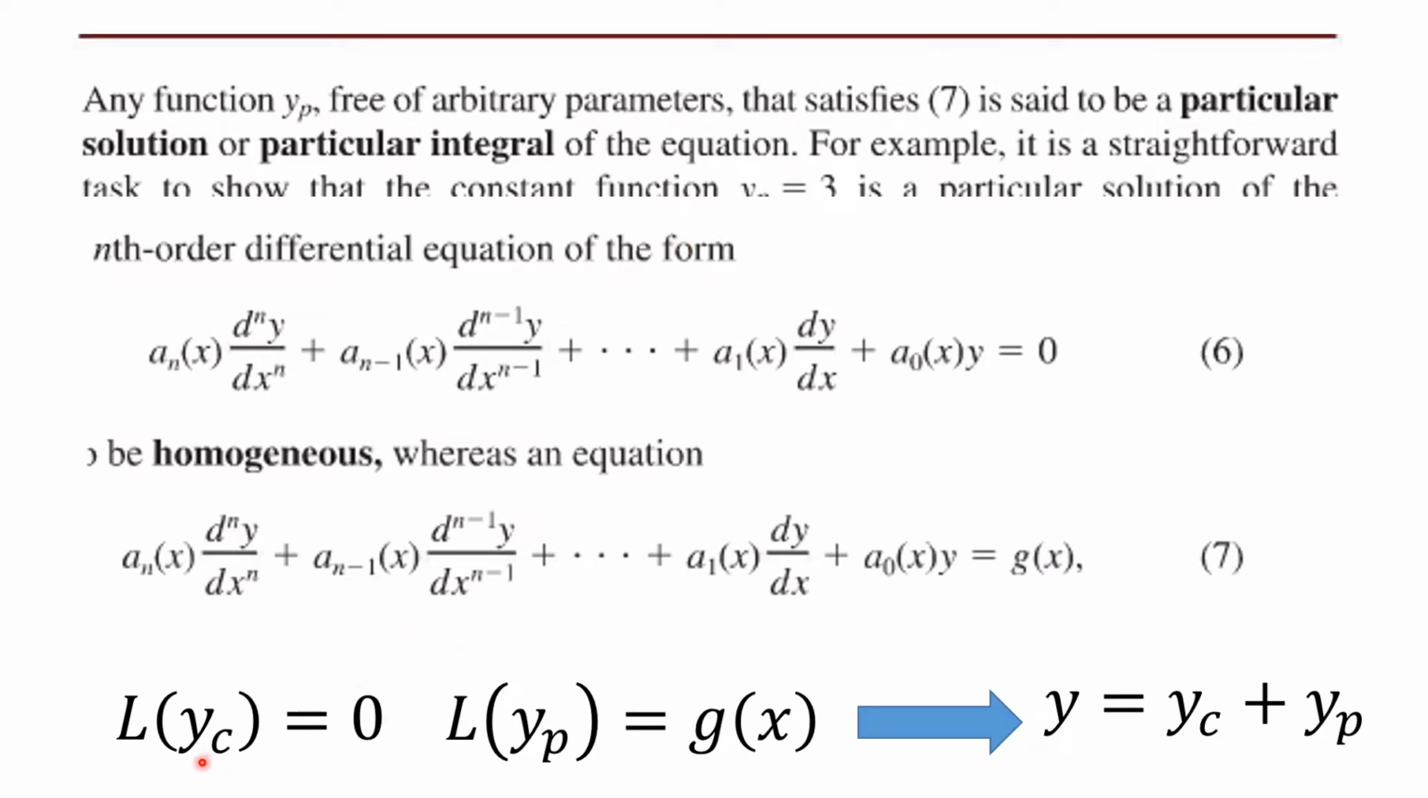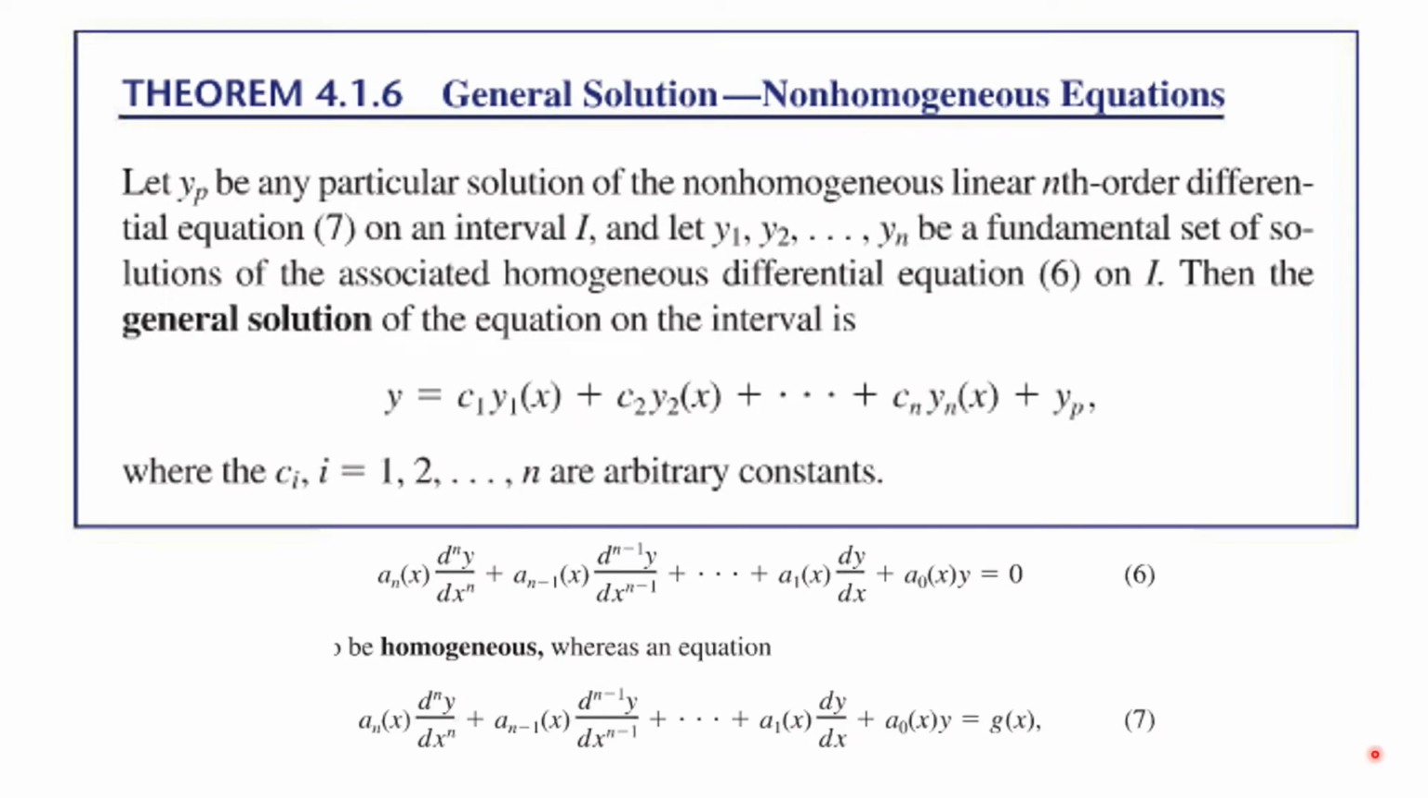Previously we found the complementary solution of the associated homogeneous differential equation, which was up here. That's called y sub c, and we're calling this operator L. L of y sub c is equal to 0, and L of y sub p gives me g of x. But then the general solution, as we're going to see in the following theorem, is going to be the sum of the complementary solution and the particular solution. And that's what this theorem tells us.